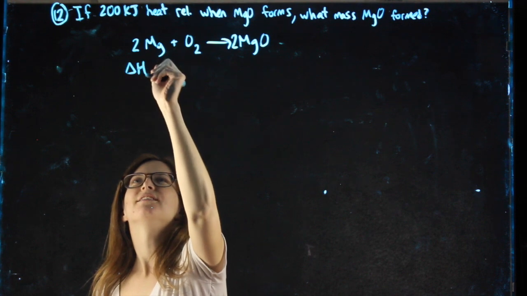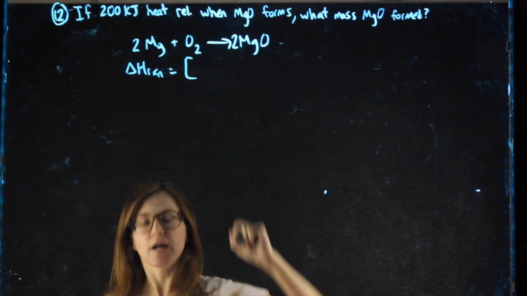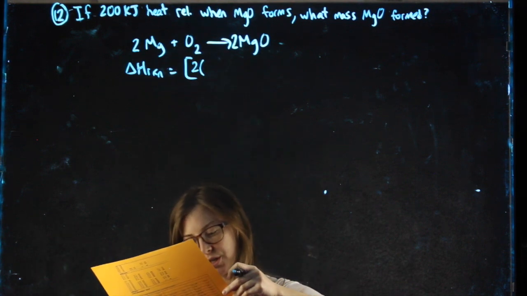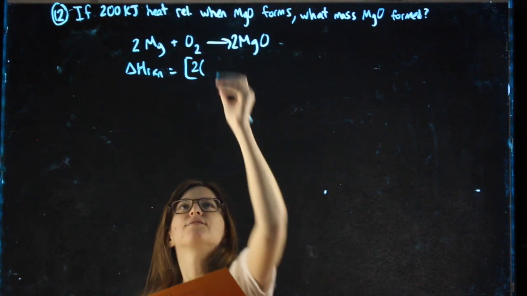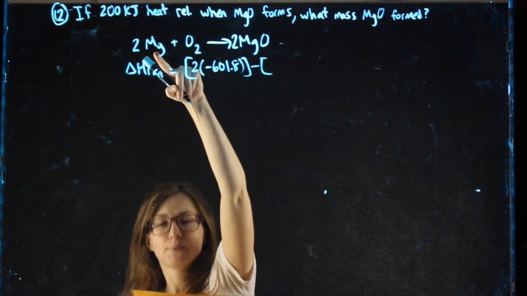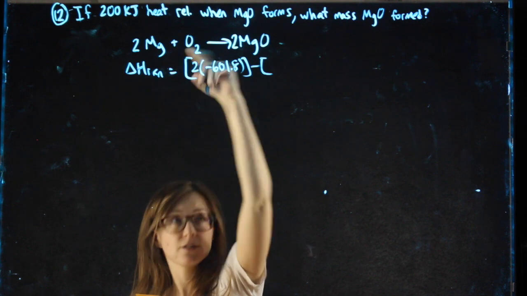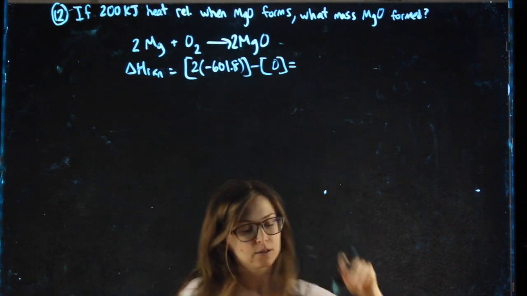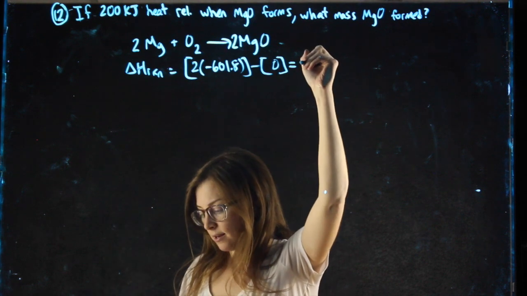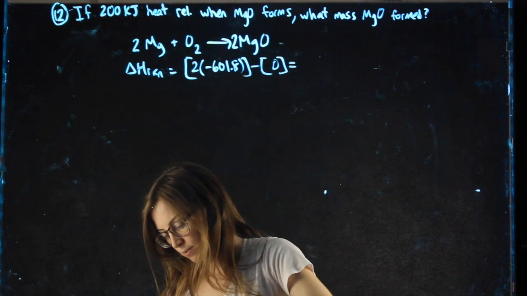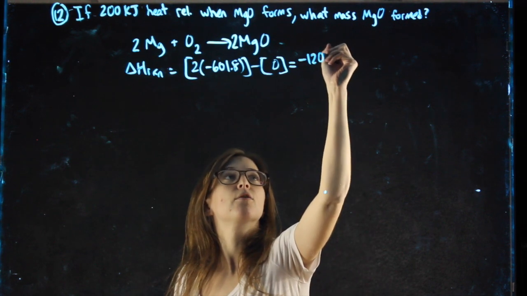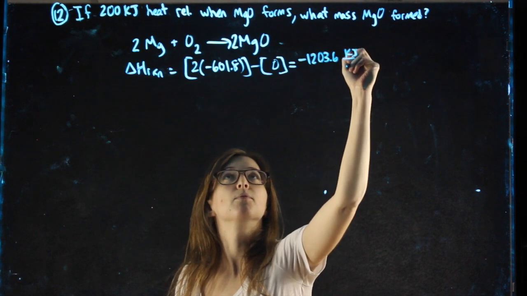Finding my heat of reaction, products minus reactants. So 2 times the value of MgO, negative 601.8, minus pure element 0, pure element 0. So really it's just 2 times negative 601.8. I get negative 1203.6 kilojoules per mole.